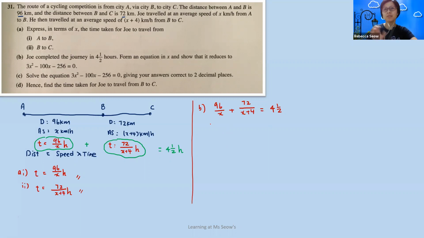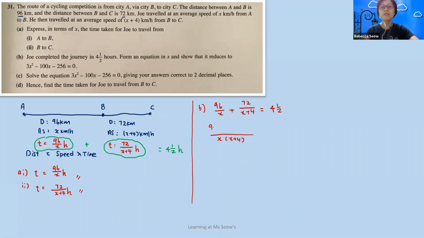So we will need to somehow get rid of the fractions. Okay, so how do we get rid of the fractions? We have to probably combine the first two fractions on the left hand side into one first. So if we were to combine both fractions into one, we have to find out the common denominator of both fractions. The common denominator will actually be x multiplied by x plus 4. Okay, because both are unlike terms.